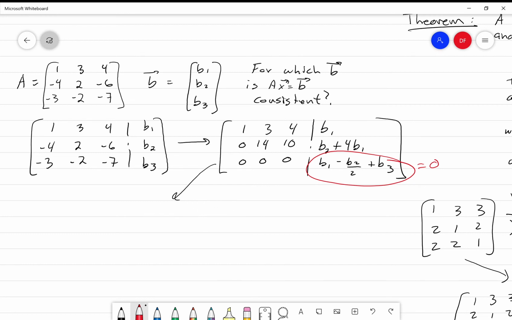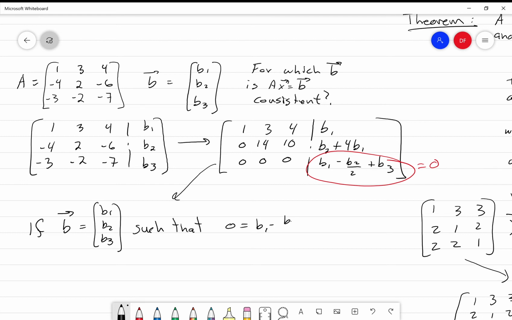Okay? So I can say if B equals B1, B2, B3 such that 0 equals B1 minus B2 over 2 plus B3, then AX equals B is consistent.